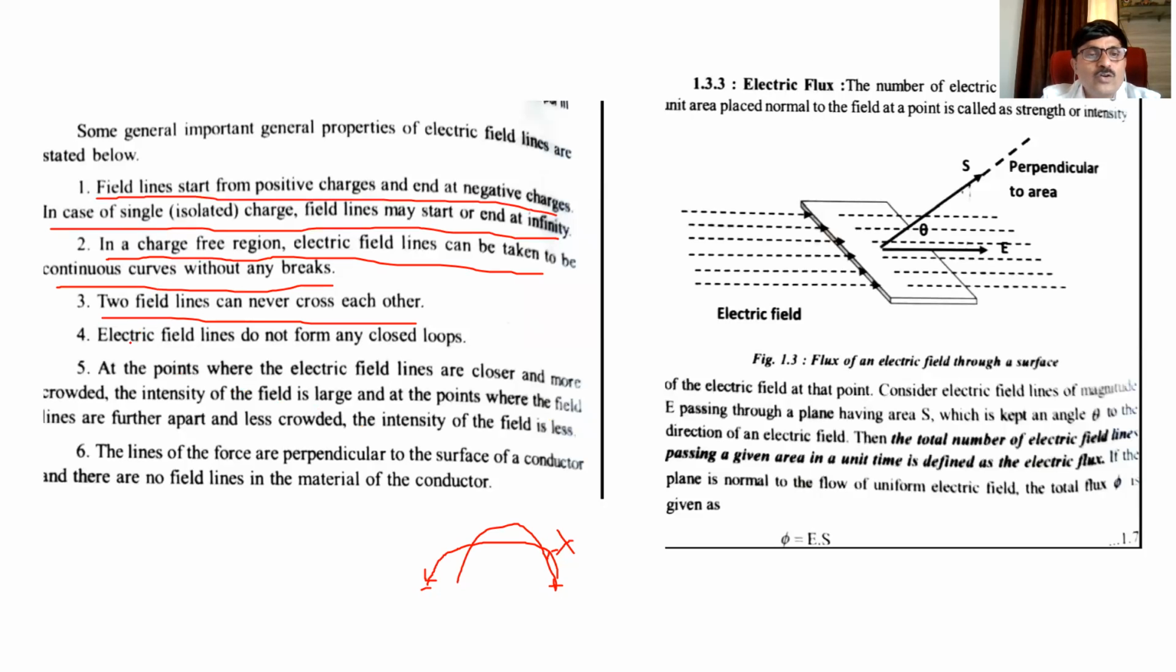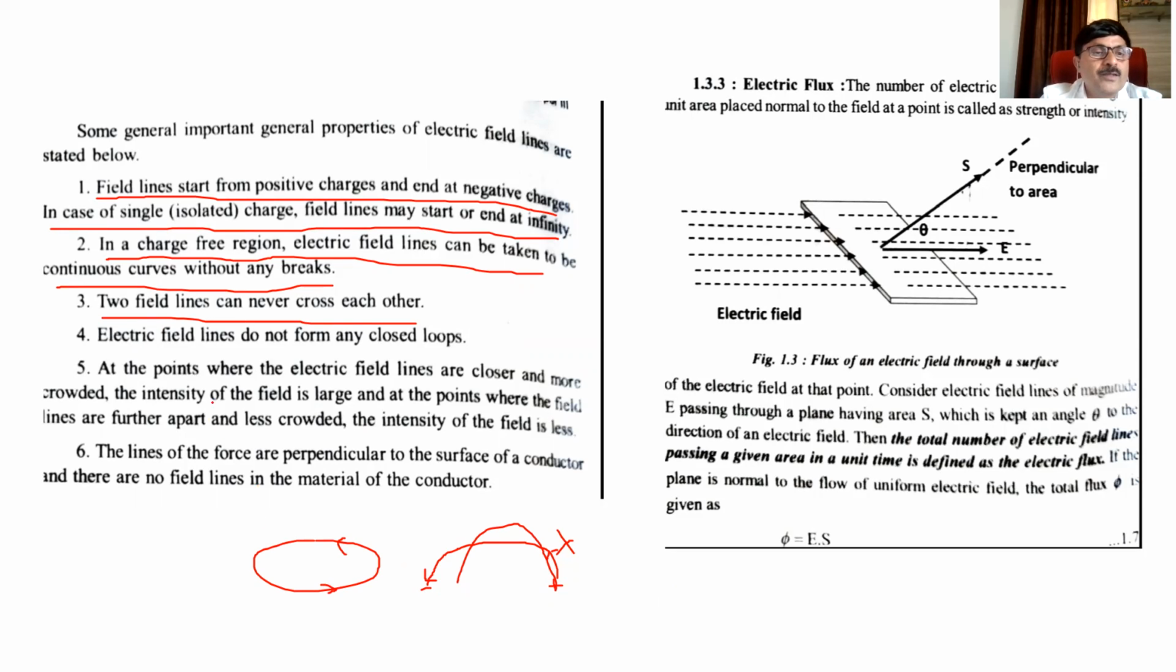Electric field lines do not form any closed loop. Electric field lines only originate from one charge and terminate on another charge. They do not form a closed loop like this. This closed loop will not be formed.